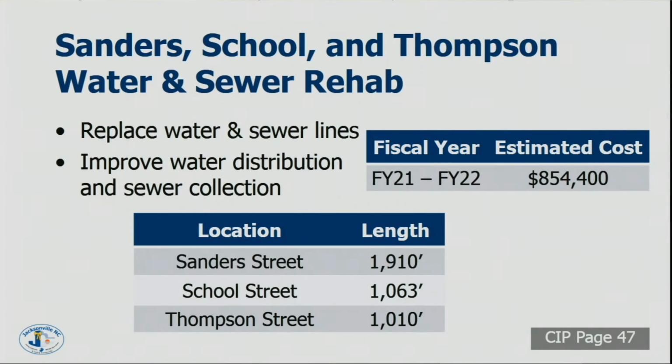On page 47, Sanders, School and Thompson Water and Sewer Rehab. This is to replace water and sewer lines, improve our distribution, and our sewer collection. So we have 3 streets in this project, and you can see the length of replacement. Sanders Street does include water and sewer, versus School and Thompson Street, both are just water line replacements. And then you'll see it is a 2-year fiscal year project, first year for the engineering and the second year for the construction.